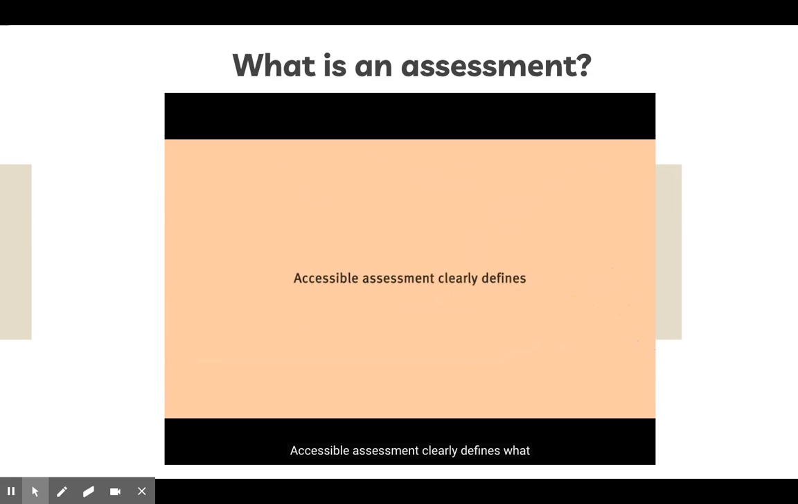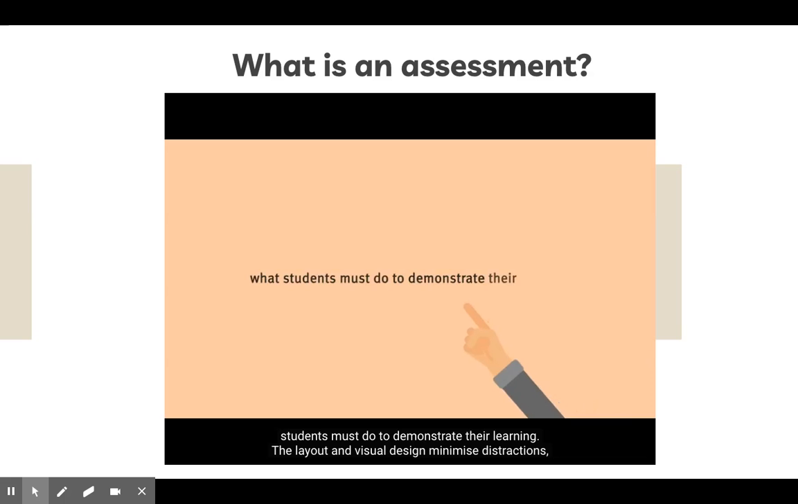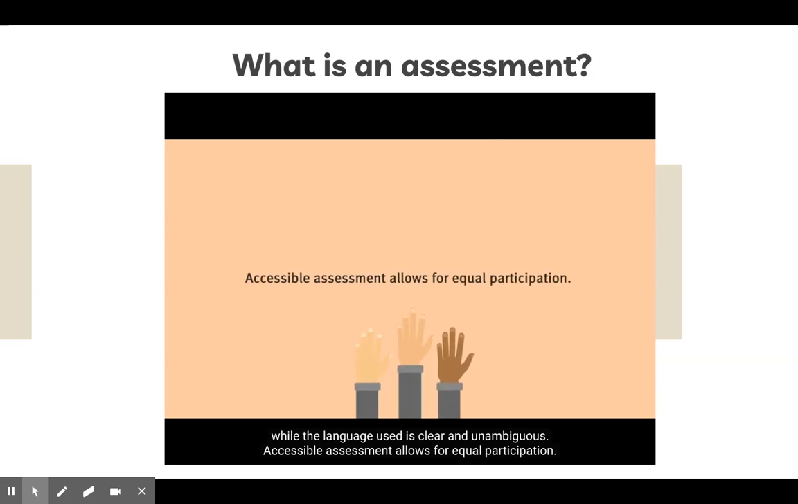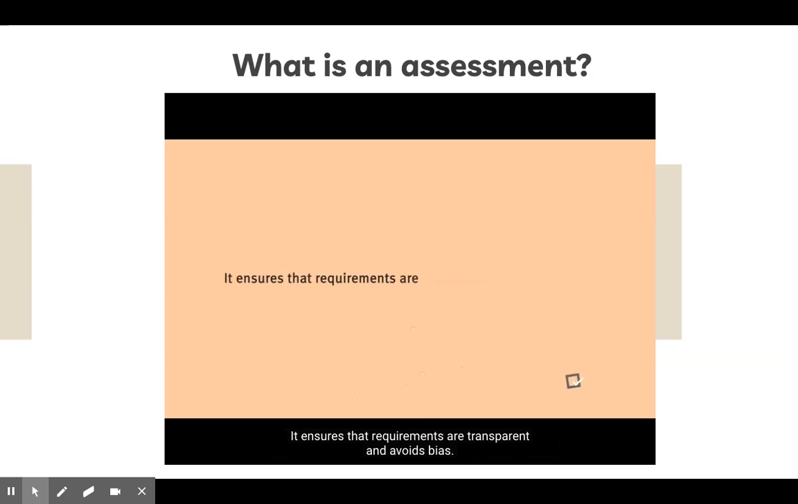Accessible assessment clearly defines what students must do to demonstrate their learning. The layout and visual design minimize distractions, while the language used is clear and unambiguous. Accessible assessment allows for equal participation. It ensures the requirements are transparent and avoids bias.